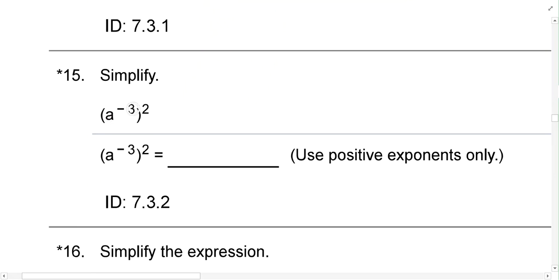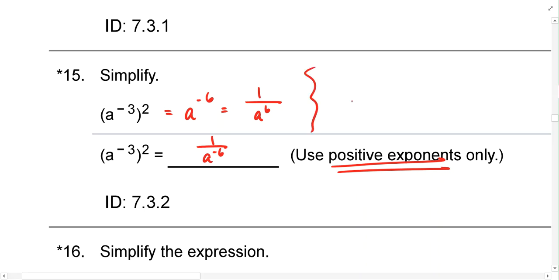We have a to the negative 3rd power that's being raised to the 2nd power. So I would say that this is a to the negative 6th power. Taking note that the solution should report only positive exponents, I'm going to move that to the denominator of a fraction and change the sign to a positive result. And we've got 1 over a to the 6th power.